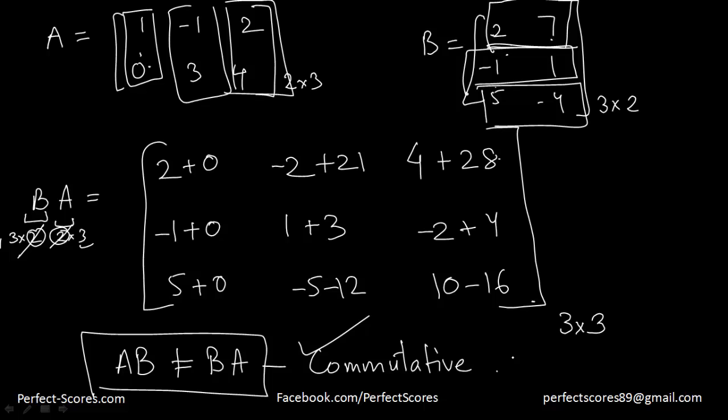What if the value of A is [1, 1; 0, 0], and the value of B is again [1, 1; 0, 0]? Then A into B will be equal to B into A. So in that case it will be commutative, but in this case it is not commutative.